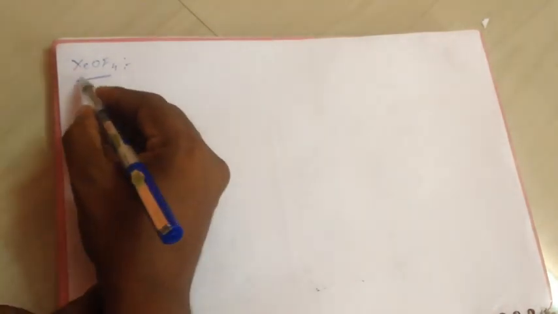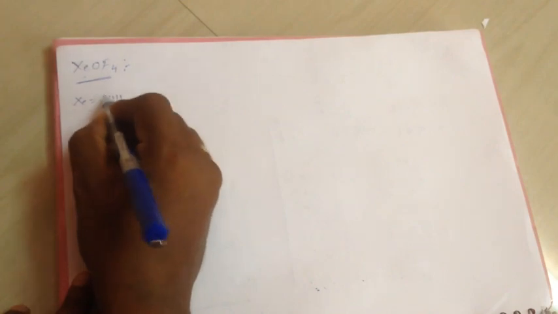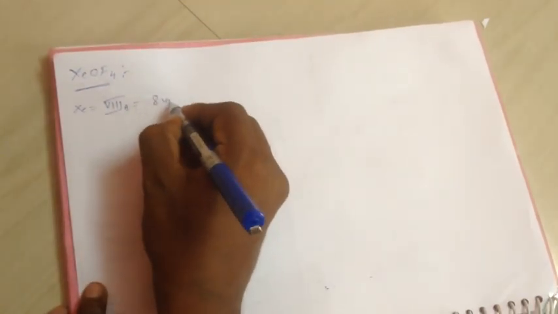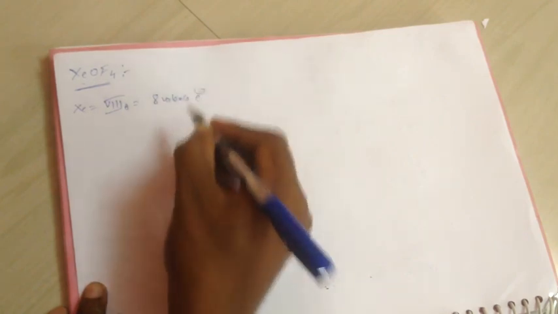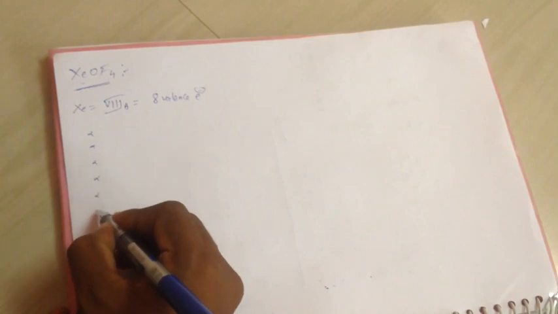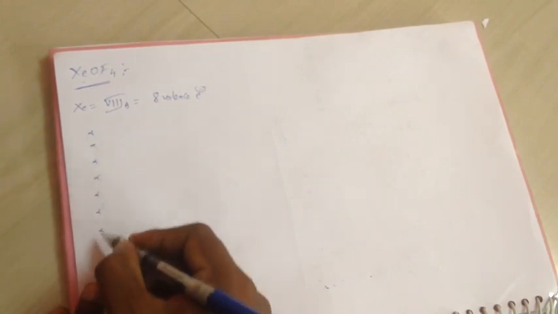Now, xenon is a which group element? It is a noble gas. Means it's an 8th group element. Xenon is a noble gas. It's an 8th group element. 8th group element means how many electrons it is having? Valence electrons. There are 8 valence electrons. Right? Now, see here I am writing valence electrons. 3, 4, 5, 6, 7, 8. Right? Now what is the next step?